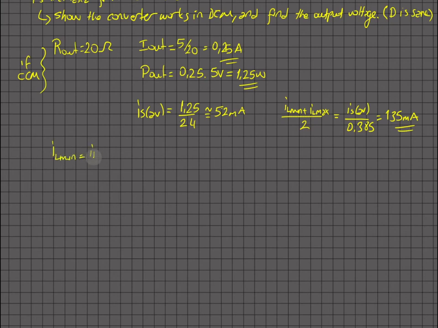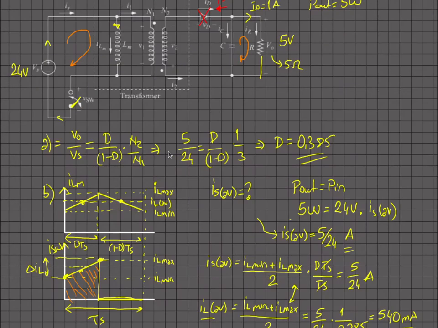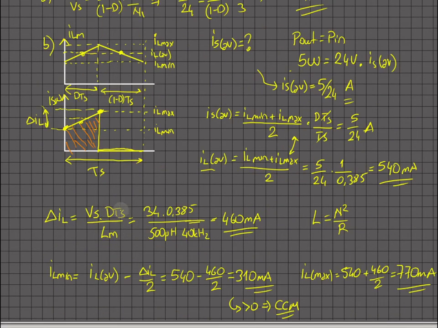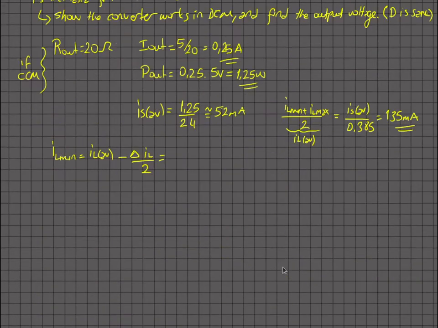So I want to find IL min. IL min is IL average, which is that value, minus delta IL divided by 2. Let's use the same delta IL, since the inductance, the switching frequency, everything is the same, so I will use exactly the same value to find the minimum value. Remember, in the previous example we subtracted half of that ripple from the average current, and it was 310 milliamps, larger than 0, so it was working in CCM. So I will do the same thing.